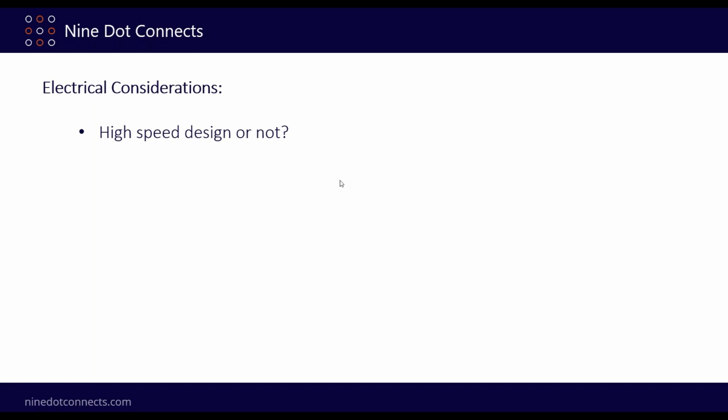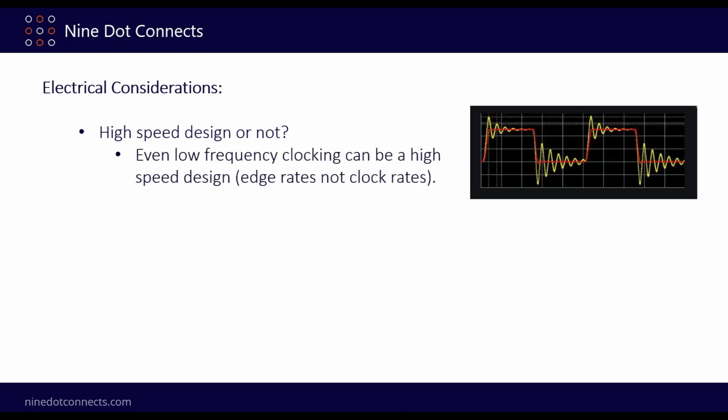Okay, electrical considerations. Again, we're going to go quickly through this, but I want to go through a couple things that maybe people haven't thought about before. High-speed design or not. If you're designing a flashlight with a battery, then it's DC. Then it's not high speed. But if you're designing just about anything in the modern world, you need to at least consider high-speed elements of the design. Even at low clock rates, you're still going to have some pretty sharp edge rates these days on components. That's just the way they make them now.